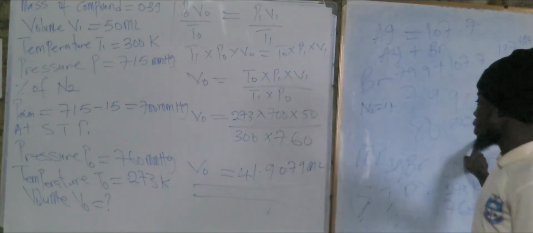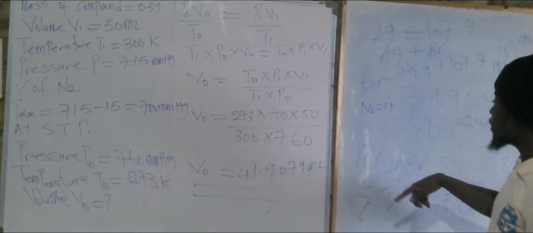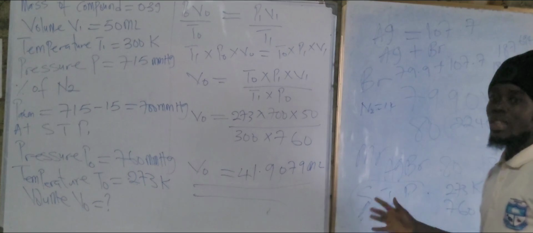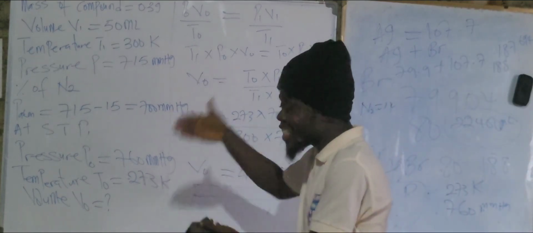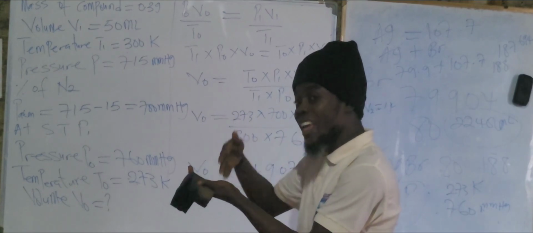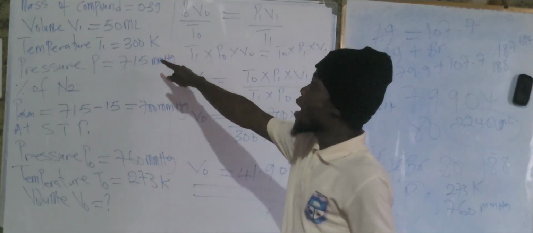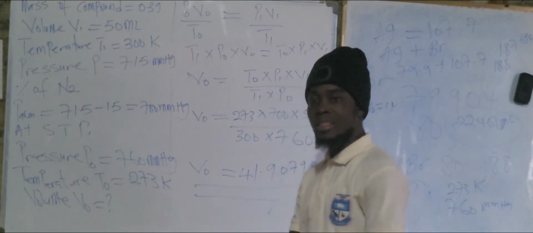Now at STP we have this again. When you divide these two and multiply by the molar mass of nitrogen, which is 28, then you get your mass. Go to the percentage now: that mass of nitrogen, you divide by the mass of the compound, and multiply by 100, because we talk about the percentage.